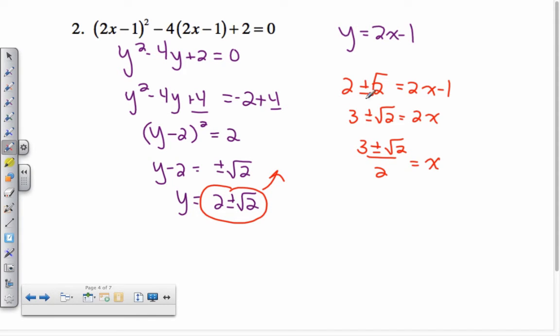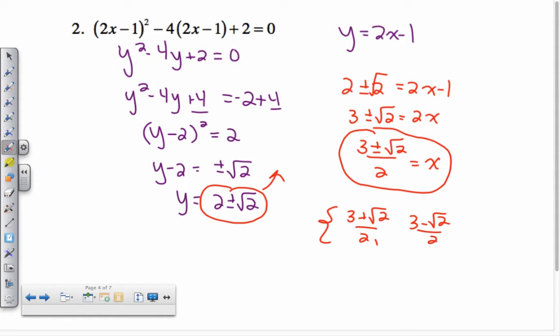That's what the plus or minus is, but you do have to be careful here because it can affect your answer. But in this case, the answer is 3 plus or minus root 2 over 2. And so this is your answer to this problem. And you could separate that out if you really wanted to: 3 plus root 2 over 2 and 3 minus root 2 over 2. I don't care if you do or you don't. Okay?